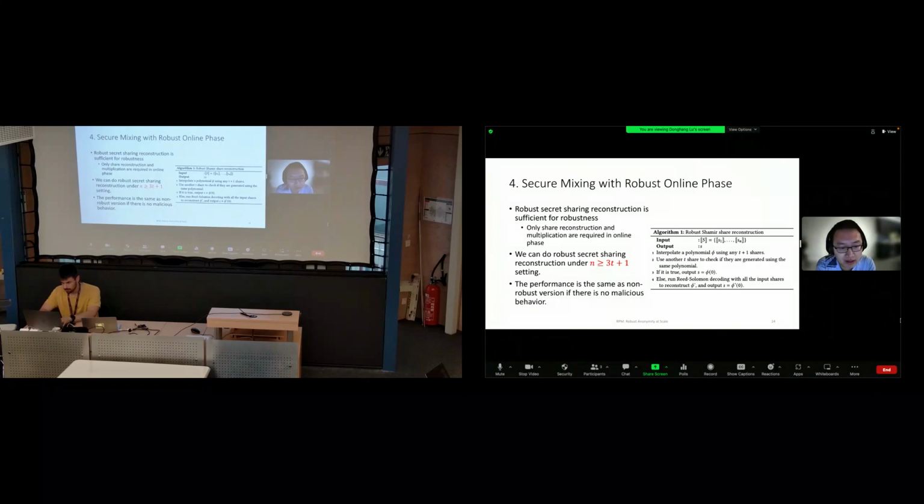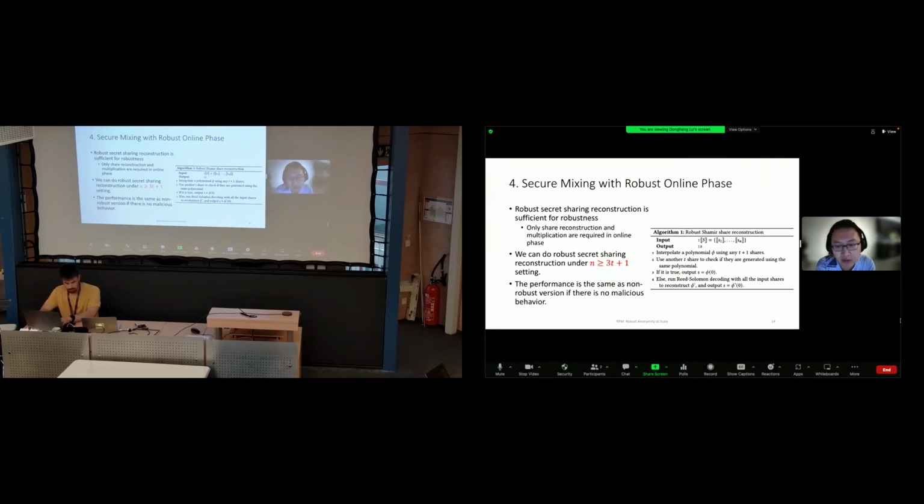So basically, you can see the performance is the same as the non-robust version. If there is no malicious behavior, we just go through steps 1, 2, 3, and that's it. Only when there is malicious behavior will the performance be influenced, and we see basically the performance decreased by around half.